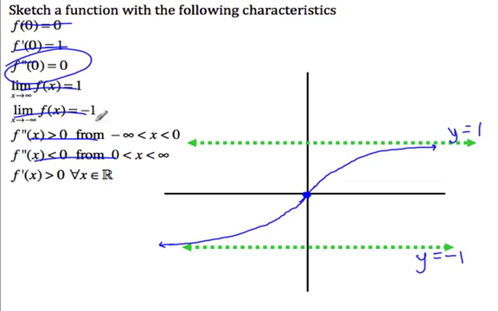Is that a point of inflection? Yes, it changes from up bowl to down bowl, which is concave up to concave down. And that is the definition of an inflection point. So there you go. There's a very abstract curve sketching problem.